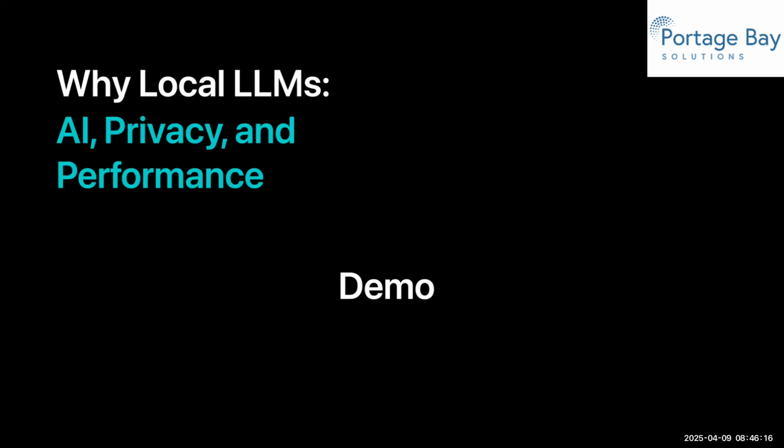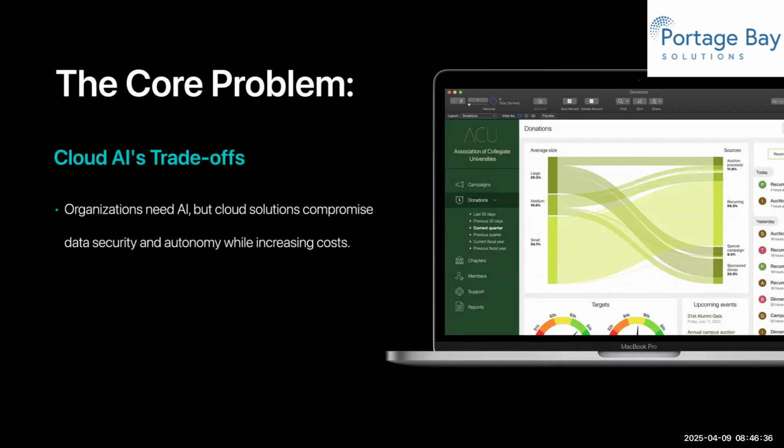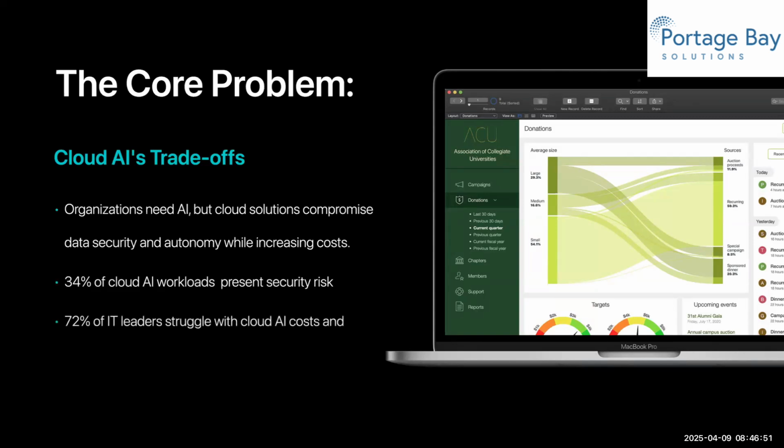So now you've seen some basic ideas for things you can do with local LLMs. Let's first understand the problems that we're facing with traditional cloud-based AI. So here's the crux. Businesses need AI, but cloud-based AI comes with some serious trade-offs, right? We're talking about compromising data security, losing control, and facing unpredictable costs. 34% of generative AI workloads in cloud environments are classified as presenting severe or critical security risks. A recent report in Generative AI and News states that 72% of IT and financial leaders agree that generative AI-driven cloud spending is becoming unmanageable.